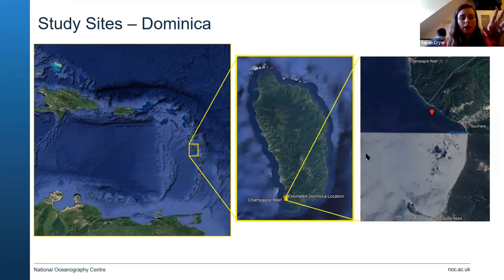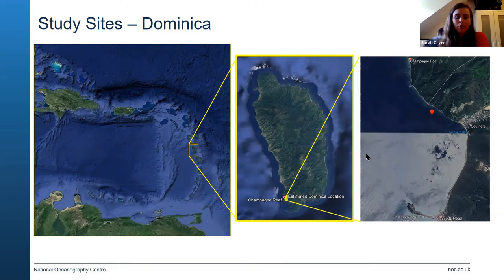And we have a site in Dominica. So Dominica is just here. And then the OA platform is deployed fairly near to Soufre. And I actually don't know the exact location of this site. So maybe at the end of the talk, if people from Dominica might be able to point out on Google Earth where this site is exactly, that would be a really great help.